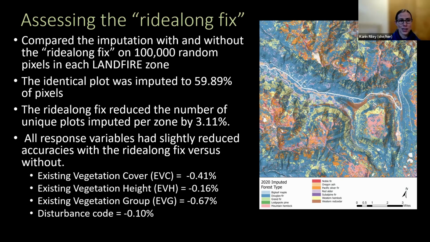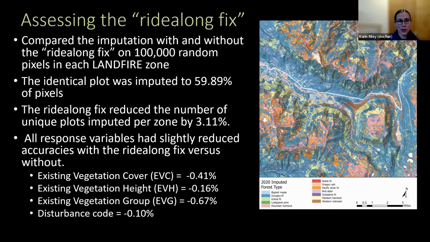I was kind of concerned how much this ride-along fix might reduce the number of plots that were imputed in a zone, but we saw that number only decreased by about 3%. And we're probably eliminating the plots that we really don't want to be in there in the first place. So this seems pretty successful.